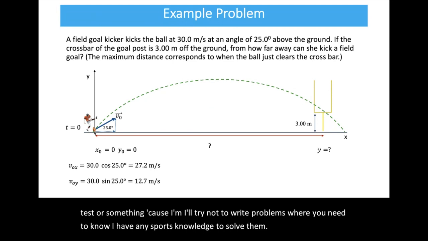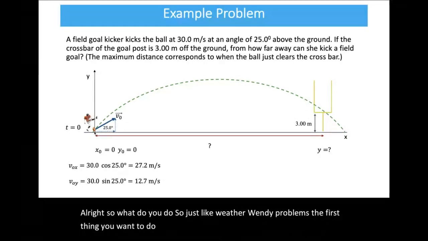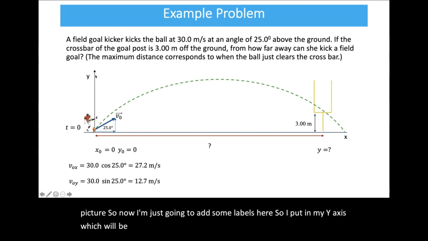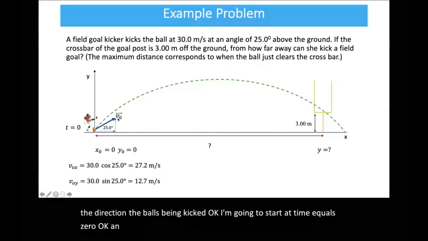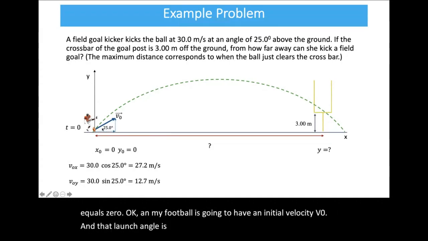All right. So what do you do? Just like with our 1D problems, the first thing you want to do is label things, draw a picture. We already had a picture, so now I'm just going to add some labels here. I put in my y-axis, so plus y is the vertical upwards direction, and plus x is the direction the ball is being kicked. I'm going to start at time equals 0, and my football is going to have an initial velocity v0, and that launch angle is our 25 degrees.